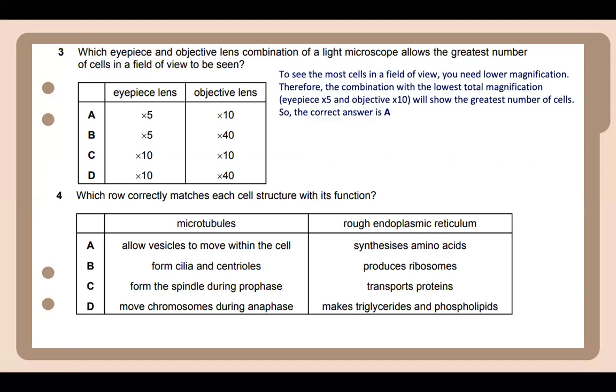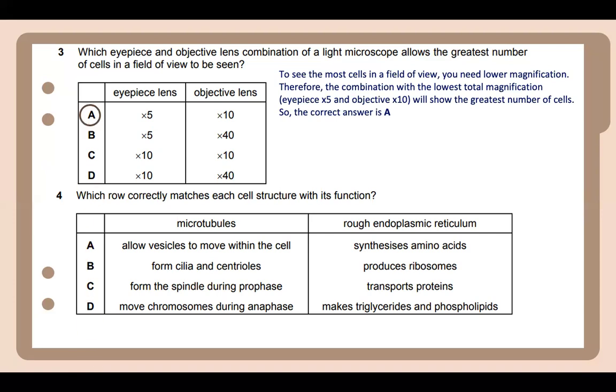Which eyepiece and objective lens combination of a light microscope allows the greatest number of cells in the field of view to be seen? To see the most cells in a field of view, you need lower magnification. Therefore, the combination with the lowest total magnification is eyepiece multiplied by 5 and objective multiplied by 10. This will show the greatest number of cells.